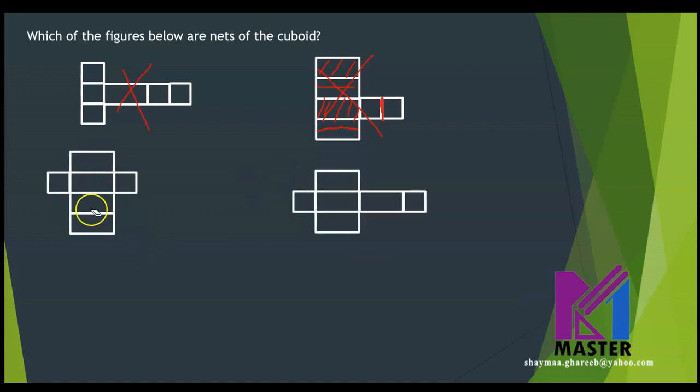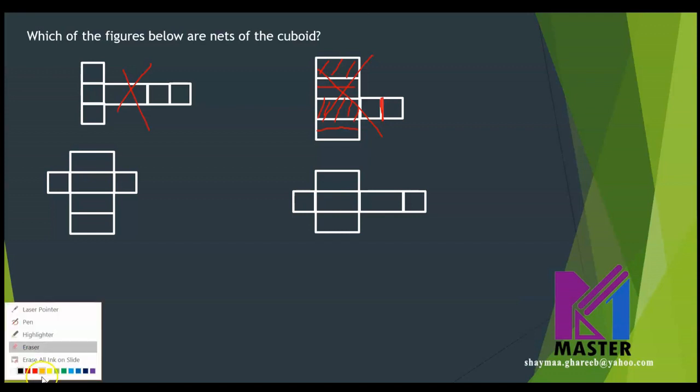Now let's look at the net here and think, is it a net of a cuboid or not? Look at the opposite faces and find out.